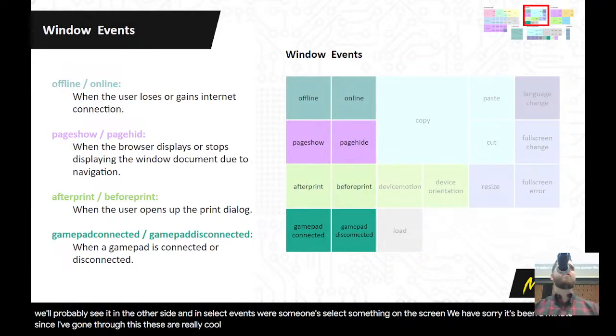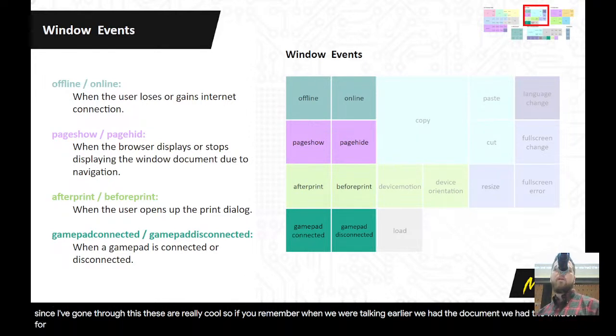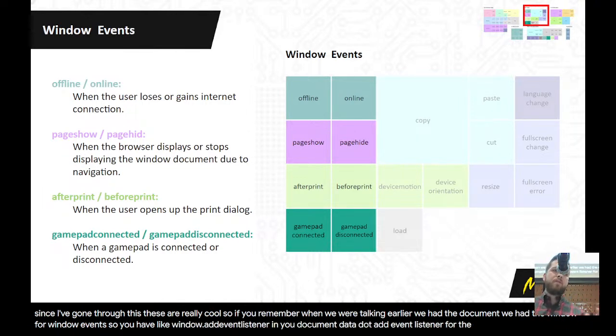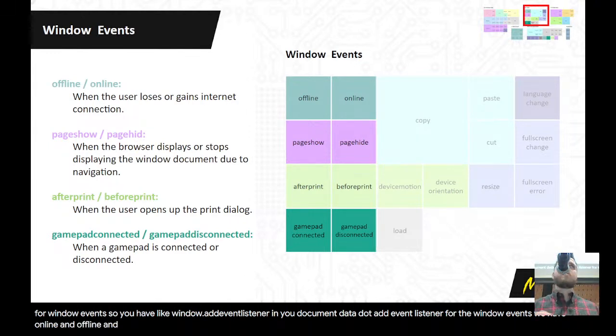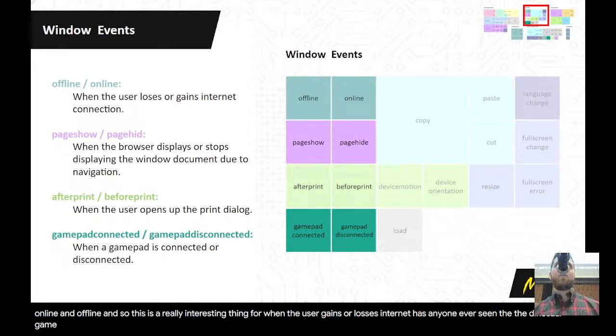These are really cool. If you remember when we were talking earlier, we had the document and the window. For window events, you have window.addEventListener and you have document.addEventListener. For the window events, we have online and offline. This is a really interesting thing for when the user gains or loses internet. Has anyone ever seen the dinosaur game in Chrome when you lose internet? I wonder what event listener they might be using, right?